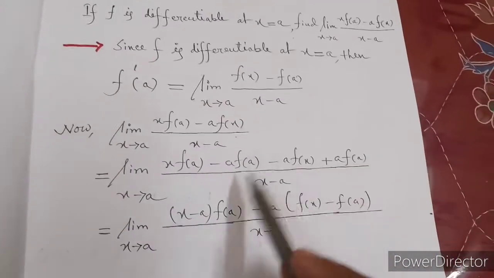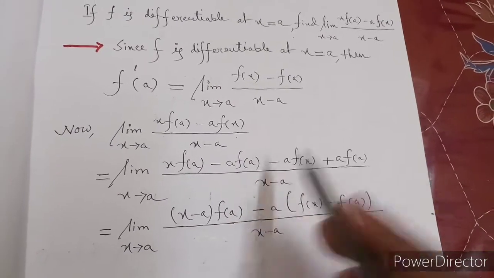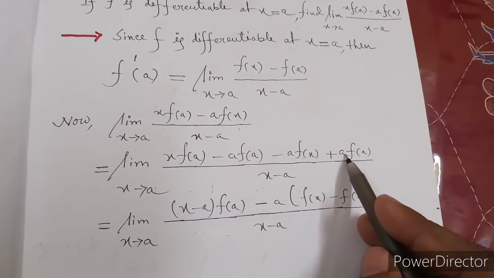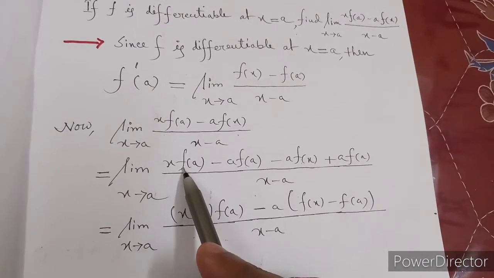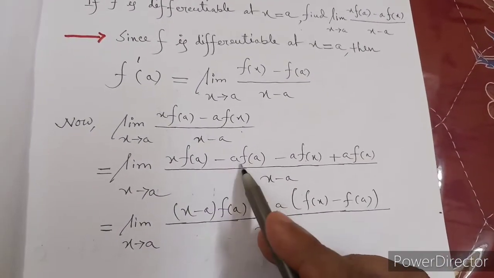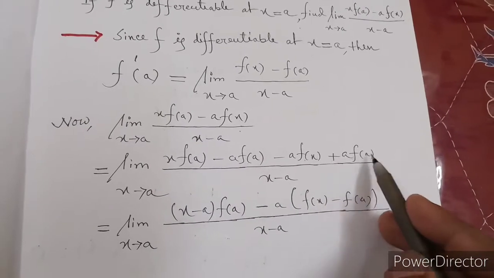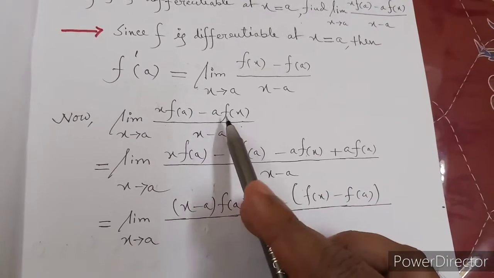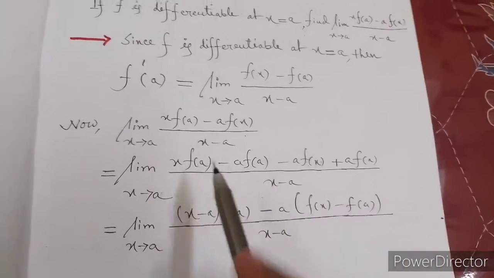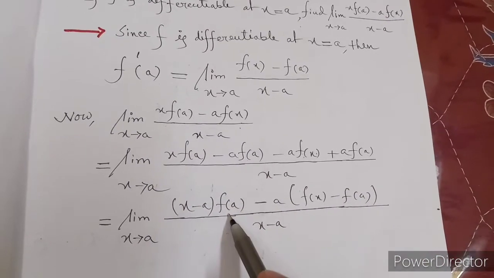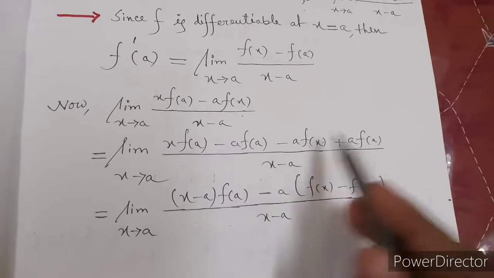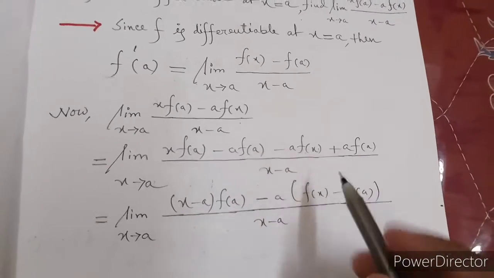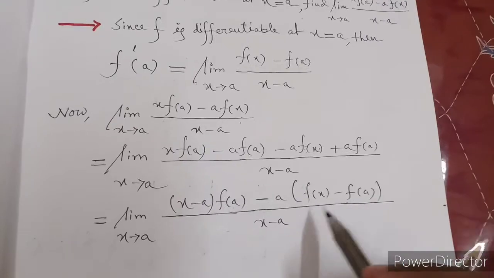So now we have to find this one, write this one. Now this is the adjustment part: minus a f(a) and plus a f(a). Look at that, x f(a) is here. The adjustment is minus a f(a) and plus a f(a), and this should be your minus a f(x). So from these two, take f(a) common: (x minus a) into f(a), minus, and from the other two, take minus a common, that means minus a into (f(x) minus f(a)).